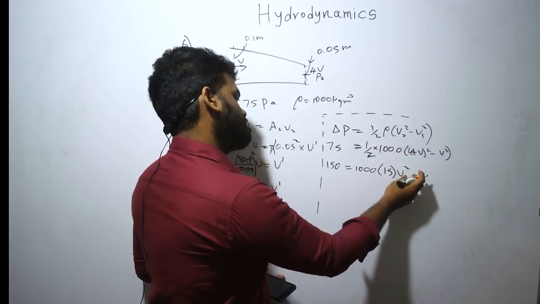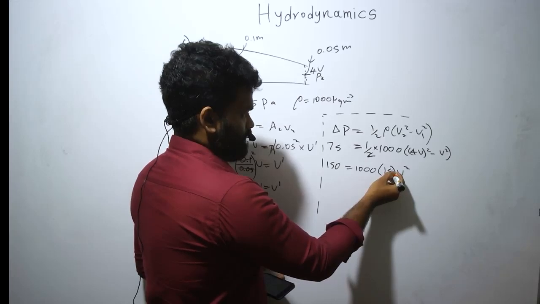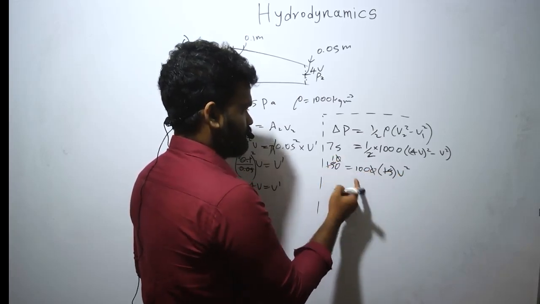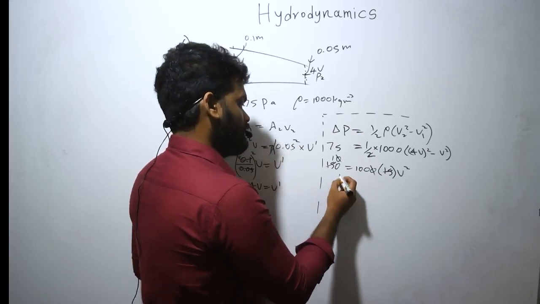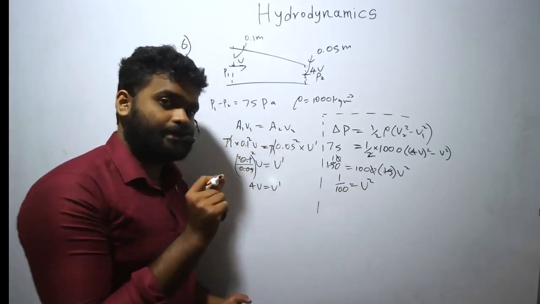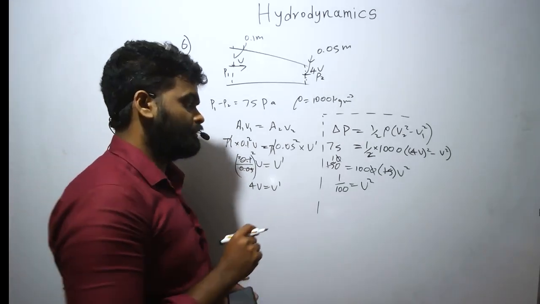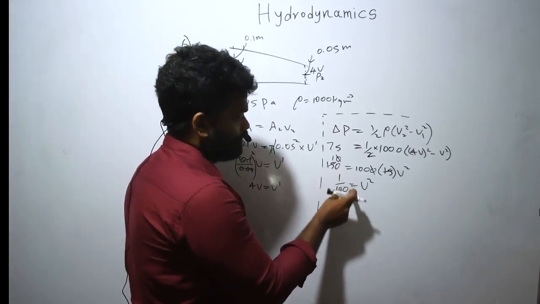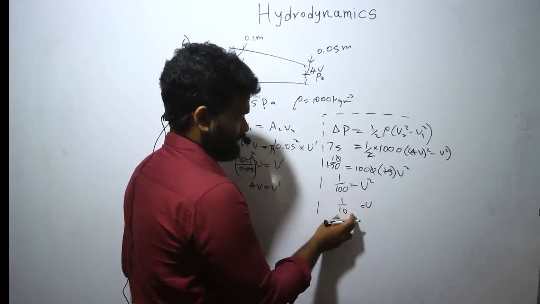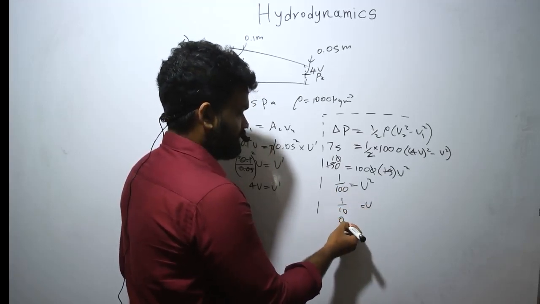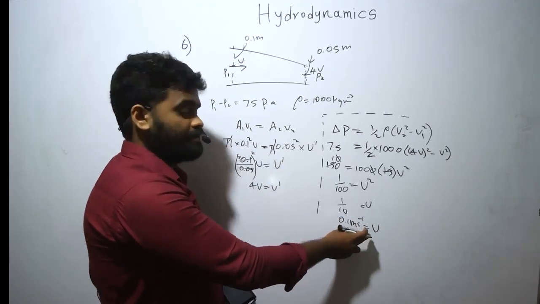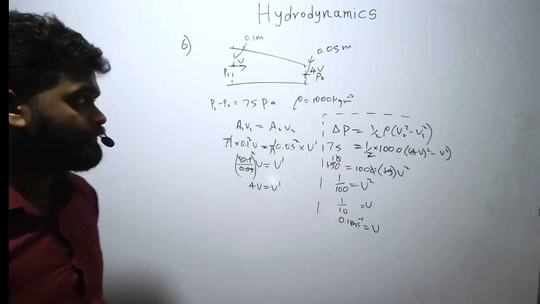Then V squared gets out, right? 15 cancels off. 1 cancels off. 1 over 100 equals V squared. You have to carefully do these calculations, right? So 1 over 100. Okay, so V is what? 1 over 10. Take the root. So it is 0.1 meters per second. So we found a value for velocity, that is 0.1 meters per second.